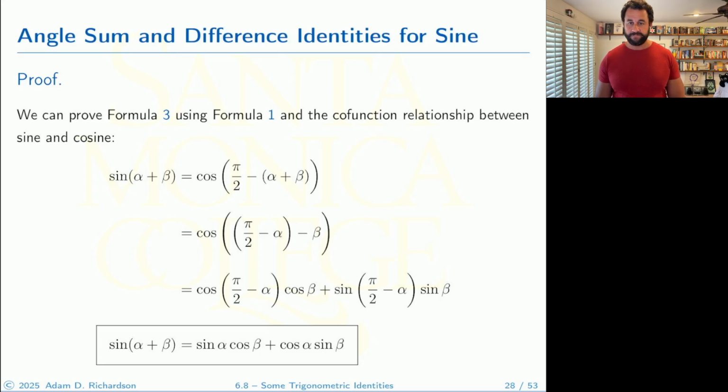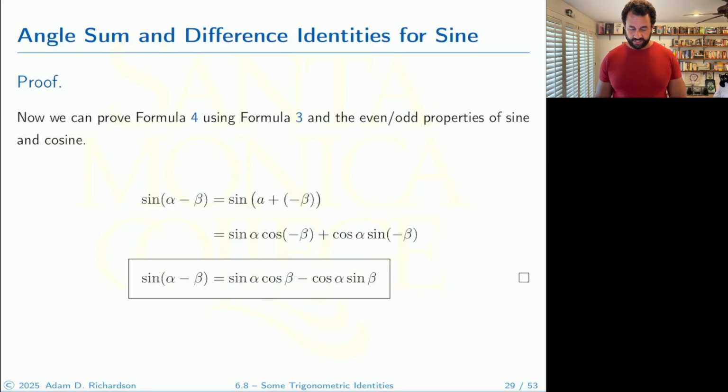All right. Now, let's do the angle difference identity. Here we go. So we're going to use the same kind of trick that we used just a minute ago. Here, sine of alpha minus beta is equal to sine of alpha plus negative beta. And now we have an angle sum. But we already proved the angle sum identity just a moment ago. So now we're going to apply it, and we get this as the result of that angle sum identity.